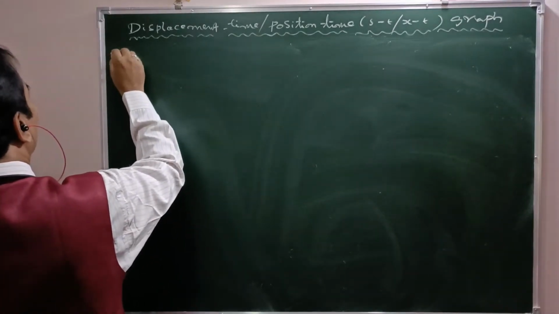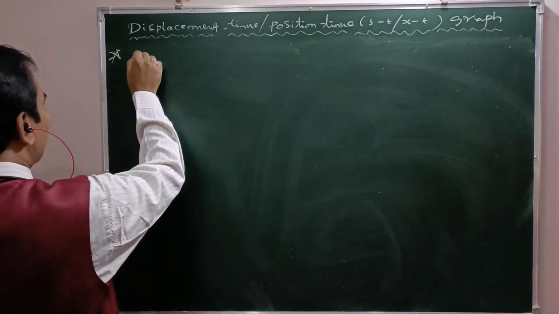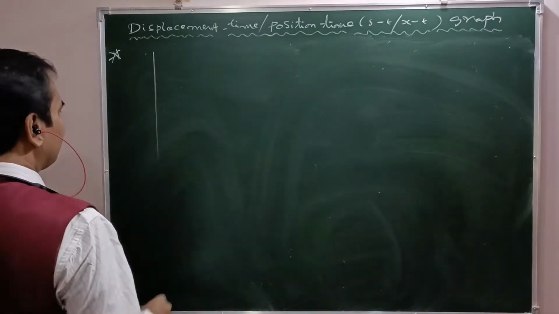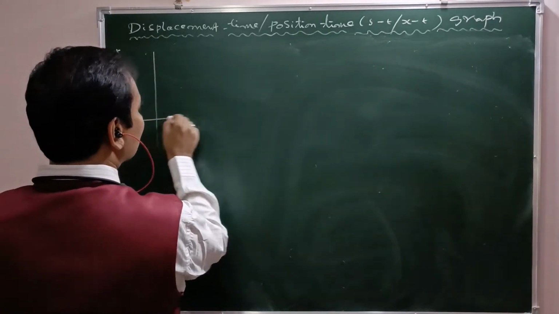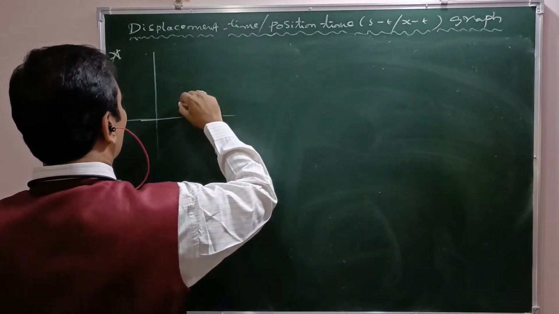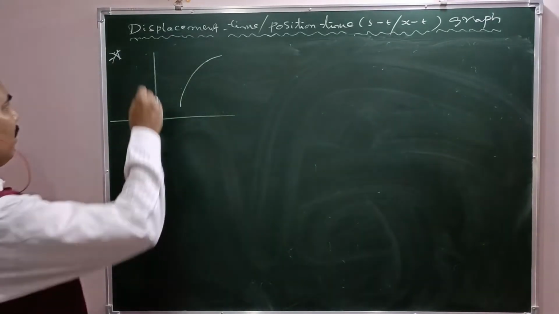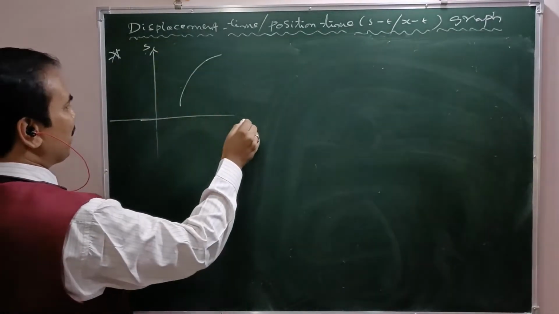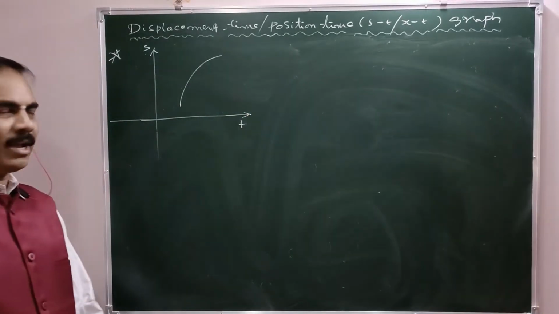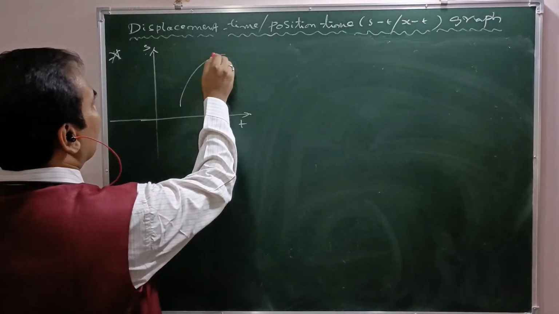Right. Number one. See here, this is the graph between displacement versus time. Okay. Now say somewhere here, what is the slope here?